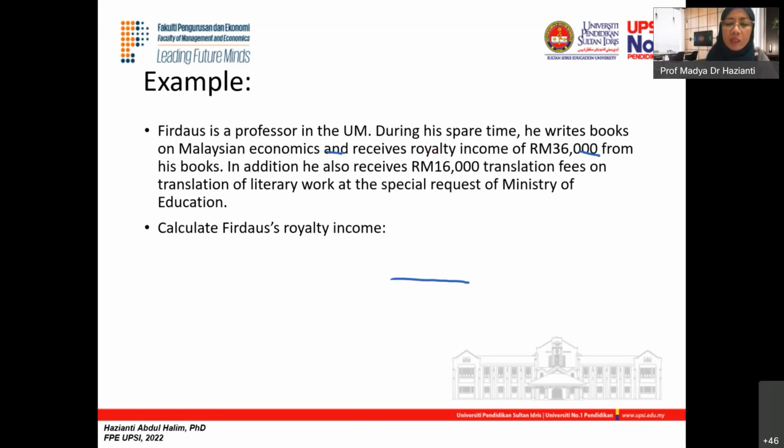So you have to calculate Firdaus royalty income. Tu kira based on what we have earlier, the exemption tu. So kalau tulis buku tadi exemption berapa? So now dia ada royalty income 36,000. How much is the exemption untuk tulis buku ni?